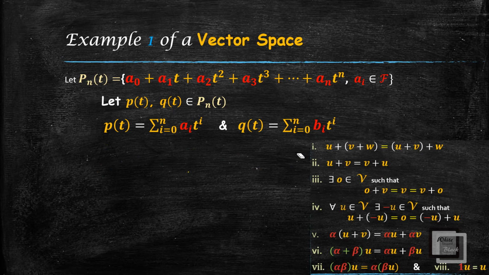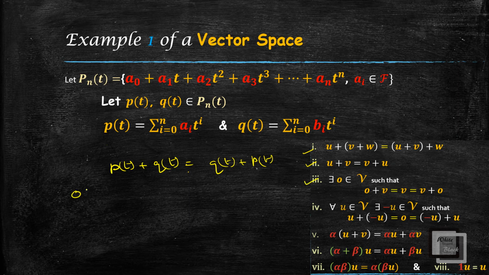Second property is the commutative property. You can add two polynomials in any order, the result will always be the same. Vector addition is commutative. Third property is the zero vector, or identity in addition.